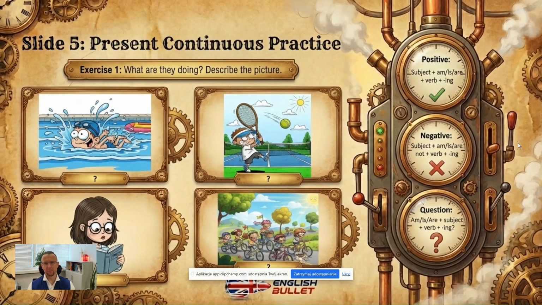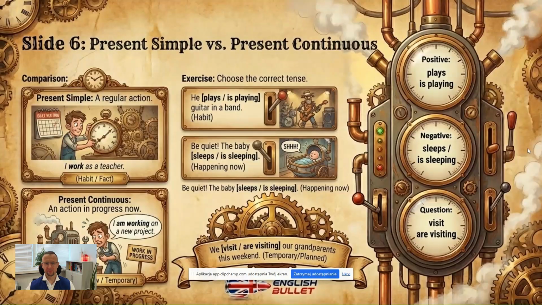The boy is swimming. The boy is playing tennis. The girl is reading a book. She is reading a book. They are riding bikes. We can see what is going on at the very moment when the picture was taken. And a comparison to let us clearly understand the differences in usage.